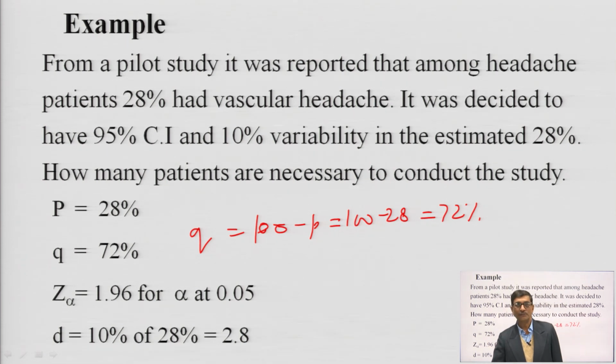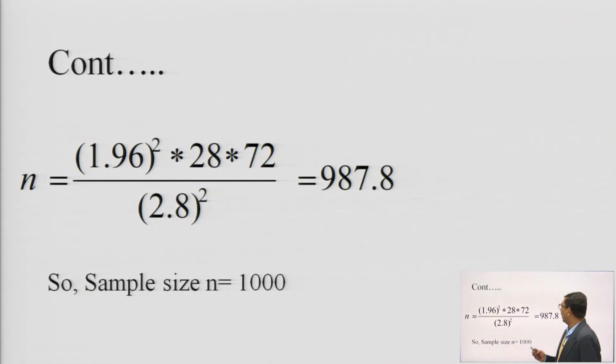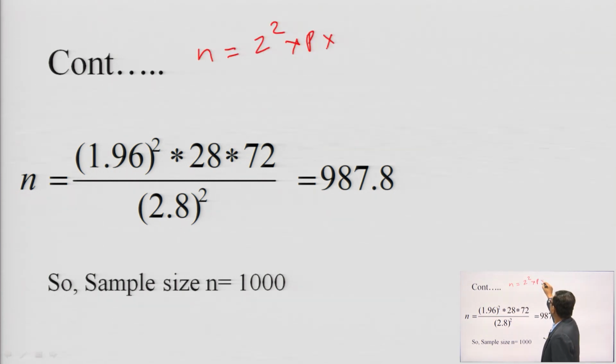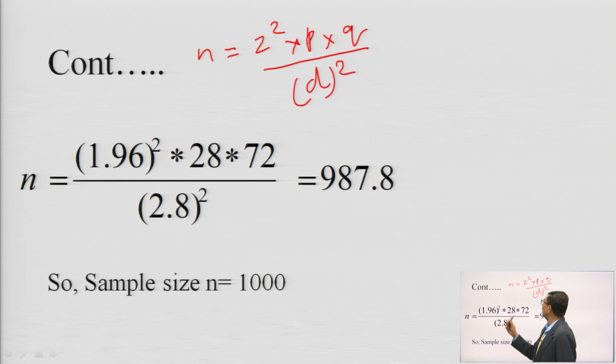On putting these values, the formula is n equals Z square p into q upon d square. When we put these values, Z equal to 1.96, p equal to 28, q equal to 72 and d equal to 2.8, we get the sample size is 987.8, and rounding off we take 1000 samples. So, this is the sample size when the prevalence or proportion is of interest, and it is the type of study, estimation study.